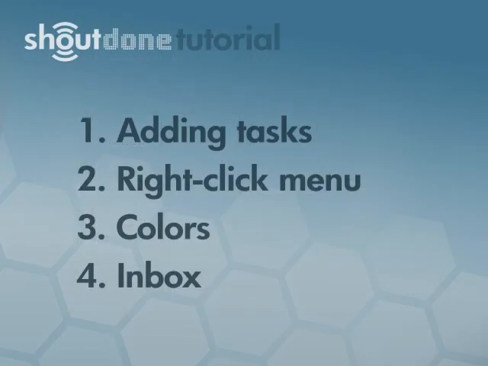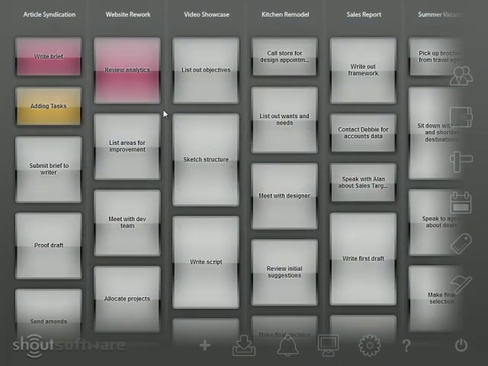So let's just revisit our agenda just to make sure that we've covered everything off. We've looked at adding tasks, we've looked at the right-click menu, what that does, how it works. We've explained what the different colours are, what they mean in the task view. And finally, we took a look at the inbox to show us how quickly and easily we can process our tasks each morning.